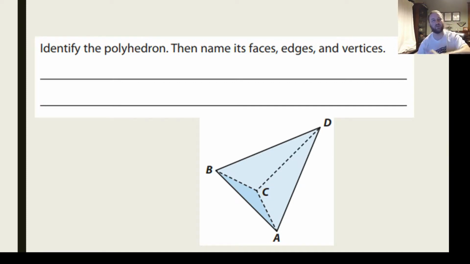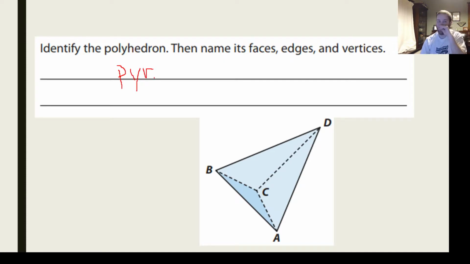So first we need to determine if this is a prism or a pyramid. Well, it's not a prism, right? Because a prism has 2 bases, one on top and one on the bottom. Okay, this one has 1 base on the bottom and then sides that go up to a point. So that makes this a pyramid.